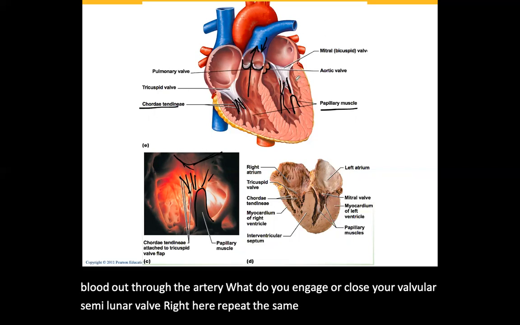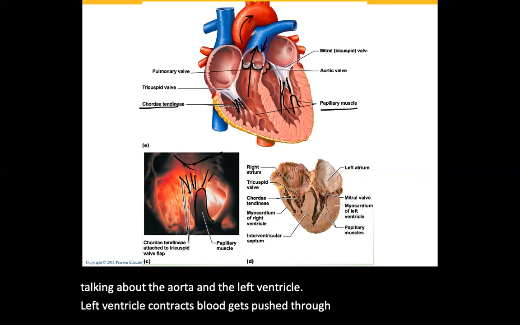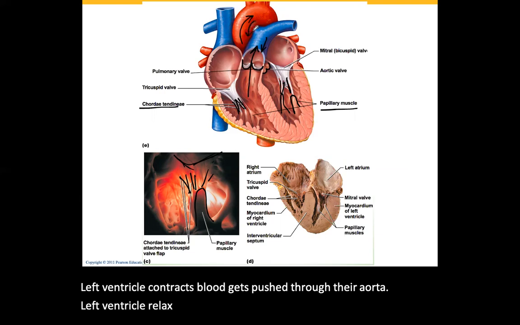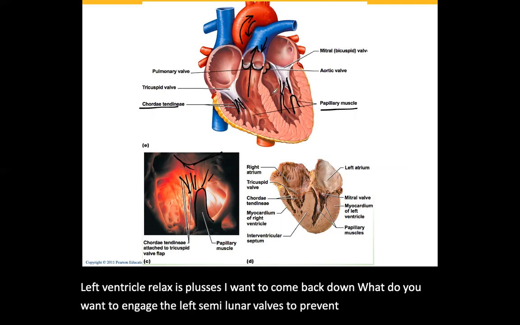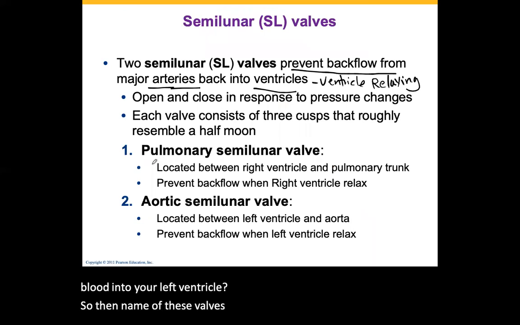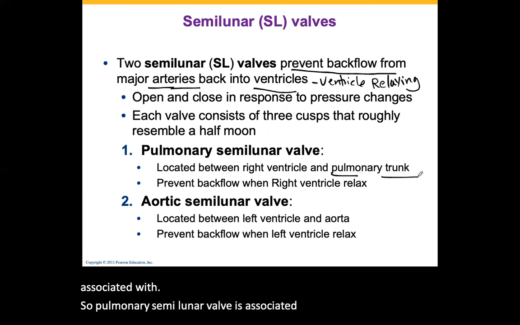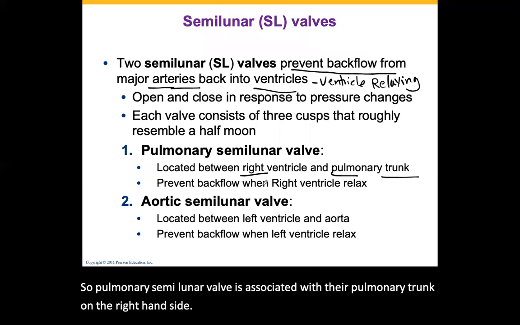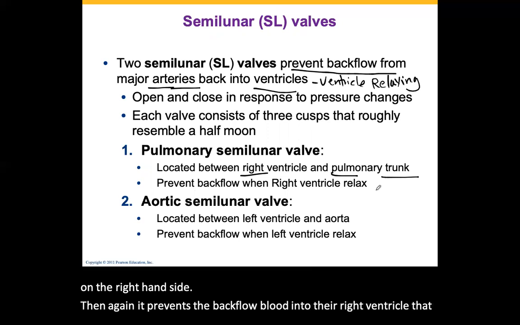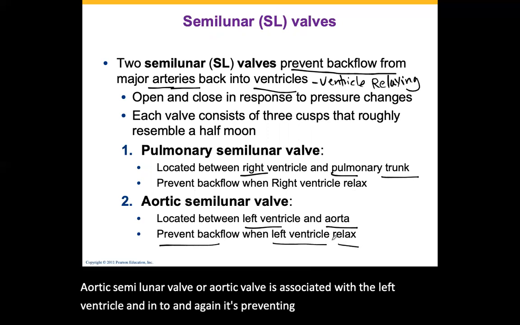Repeat the same process when we're talking about the aorta and the left ventricle. Left ventricle contracts, blood gets pushed through the aorta. Left ventricle relaxes, blood says, I want to come back down. What do you do? You want to engage the left semilunar valves to prevent the backflow of the blood into your left ventricle. So the names of these valves come from the blood vessel they're associated with. The pulmonary semilunar valve is associated with the pulmonary trunk on the right-hand side, and it prevents the backflow of blood into the right ventricle that is relaxed. The aortic semilunar valve, or aortic valve, is associated with the left ventricle and aorta, and again, it's preventing backflow when your left ventricle is relaxed.